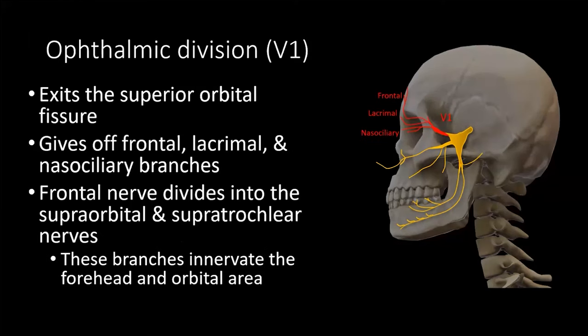So the ophthalmic division exits the superior orbital fissure and then branches into frontal, lacrimal, and nasociliary branches. So I like to remember that because what's around the orbit, right? This is the ophthalmic nerve. Well, you have your frontal bone, your forehead, and along the medial aspect, you have your nose, and on the lateral aspect, you have your lacrimal gland. So that's your three branches, frontal, lacrimal, nasociliary. And these regions innervate basically the orbit and the forehead, and that's where you get your sensation.